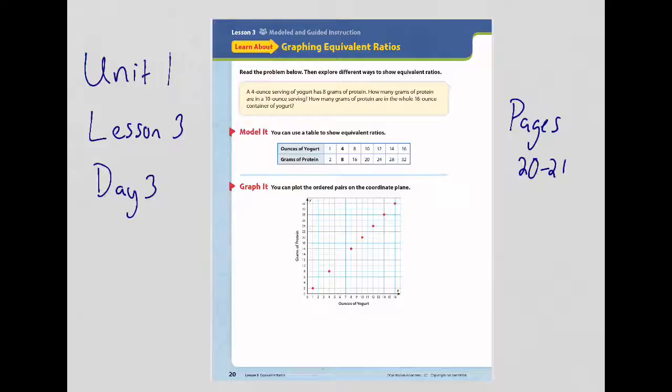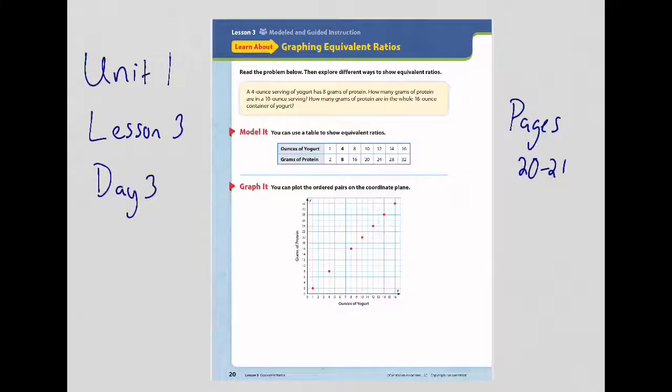So what we're going to do in this lesson is you should be on page 20. If you're not, make sure you pause the video and go get your book. Also, remember how it works with the video. I'm going to give you certain directions. I might tell you to pause the video to do some problems. So make sure you follow those directions because you'll learn the most if you do. Alright, so anyway, on page 20, we're going to go over the model it and graph it. And on page 21, we're going to be working on some problems.